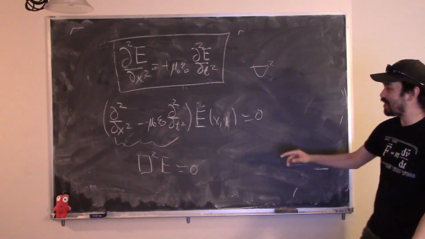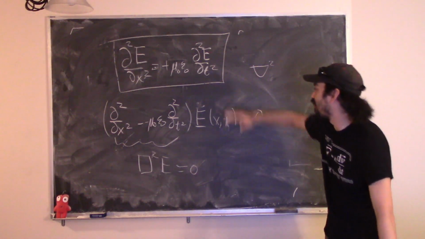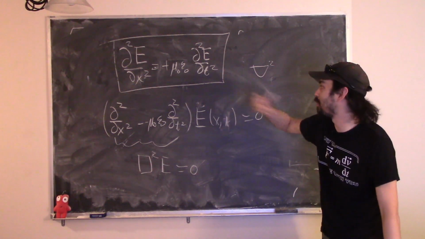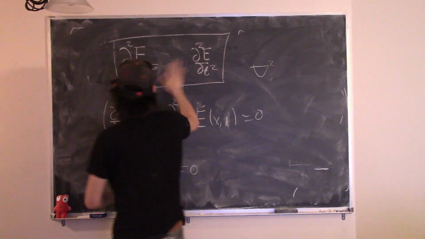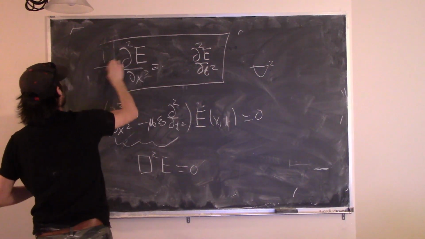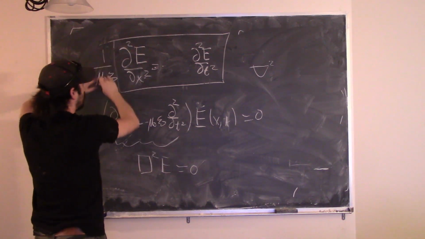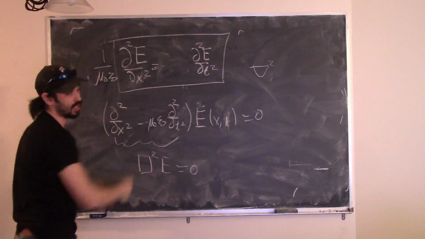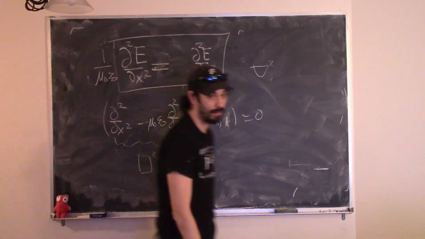So the punchline for us really is to be able to identify this equation for something that I might do differently with it. For instance, this is still the wave equation if I just move the mu naught epsilon naught to the other side. This still is the wave equation.